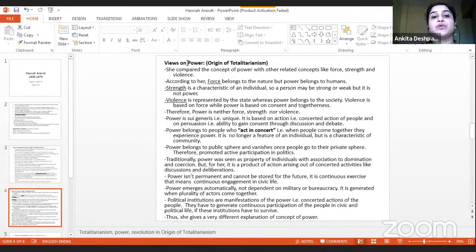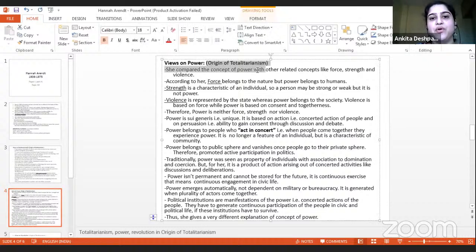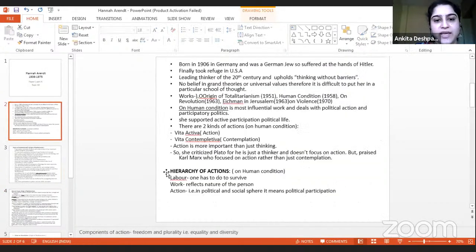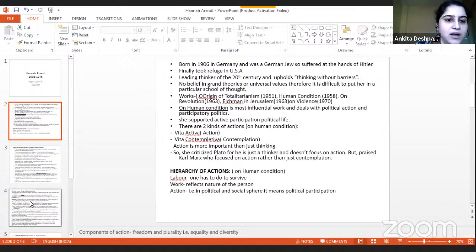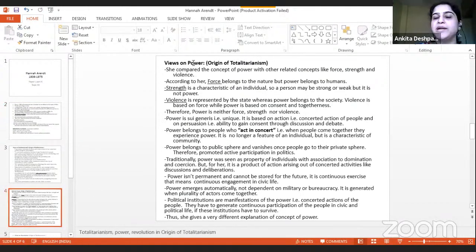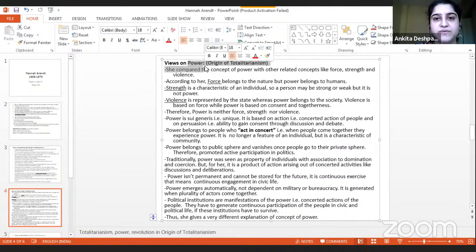Now comes her views on power. Again, it is dealt with in The Origins of Totalitarianism. She gives a very different concept of power, just like she has given a very different meaning to action. She differentiated between labor, work, and action. Her concept of power is completely different from the concept of power I will be teaching you under your syllabus in paper 1 part A. We have power, legitimacy, hegemony, but her concept of power is very different.